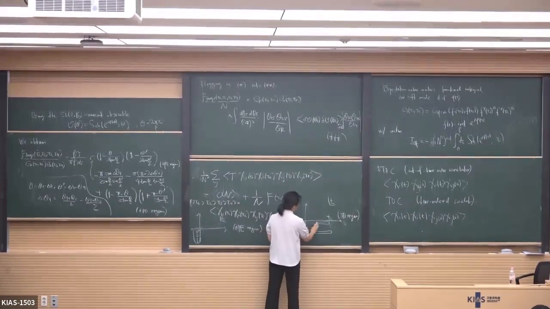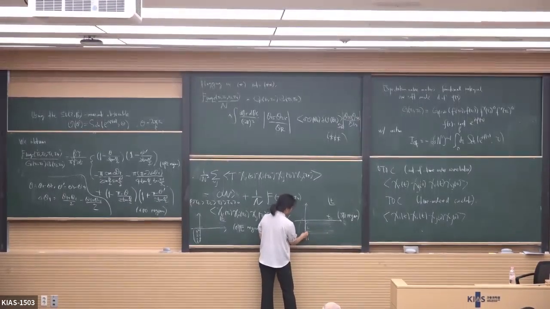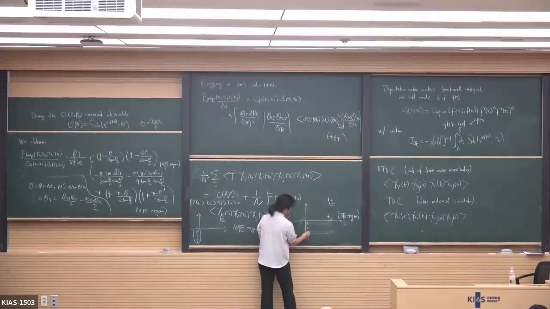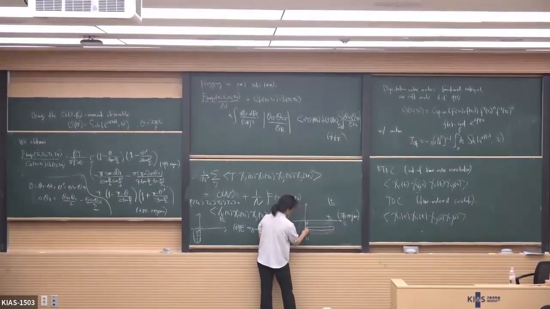So I'm just going to do a different analytic continuation where I continue 2 and 1 to large times and keep 4 and 3 at small times. So I'm going to analytically continue tau 2 here and tau 1 here.